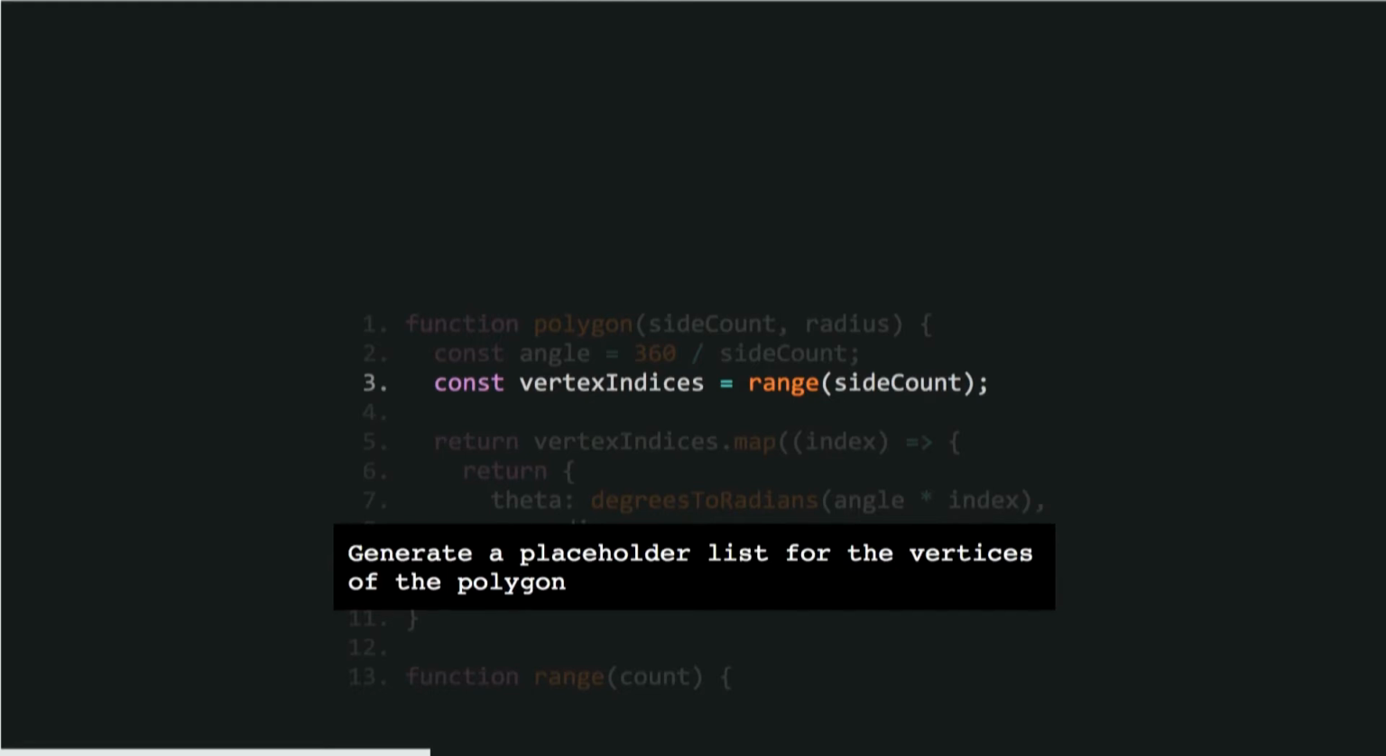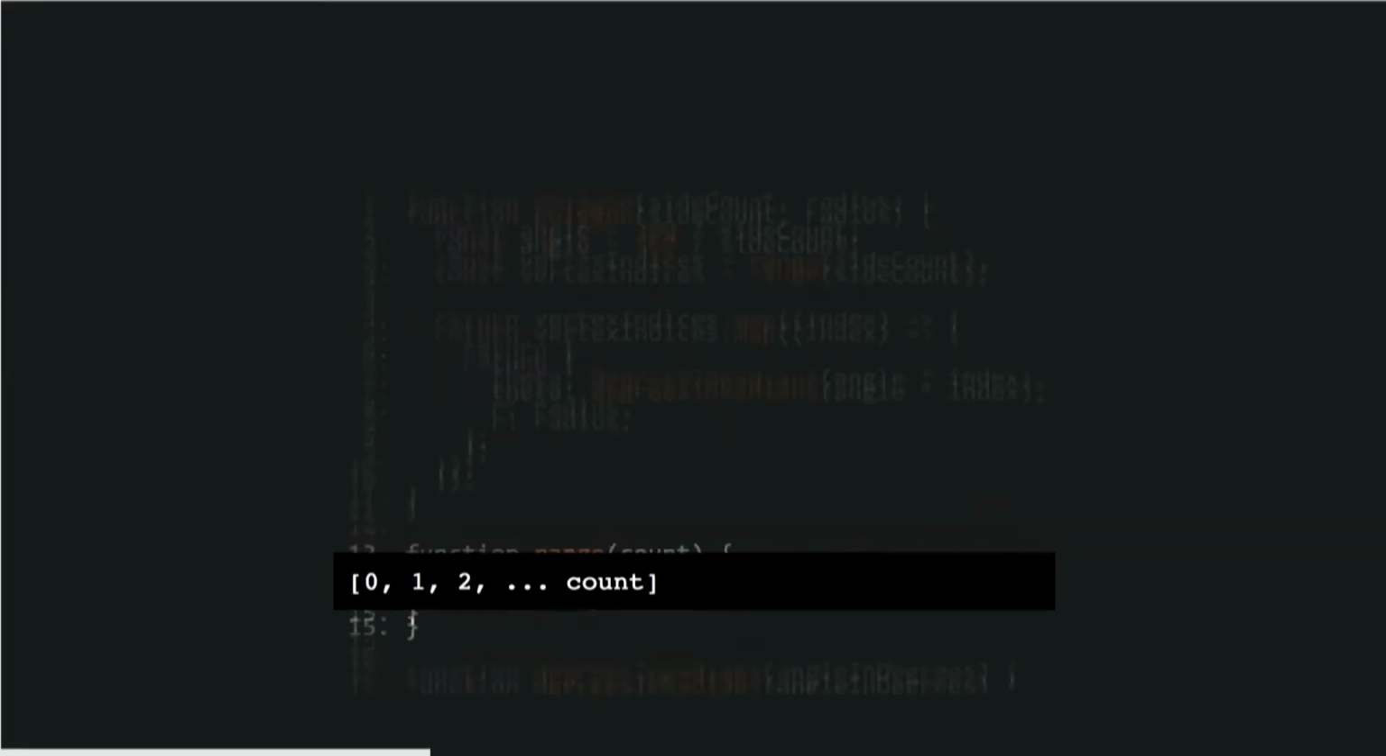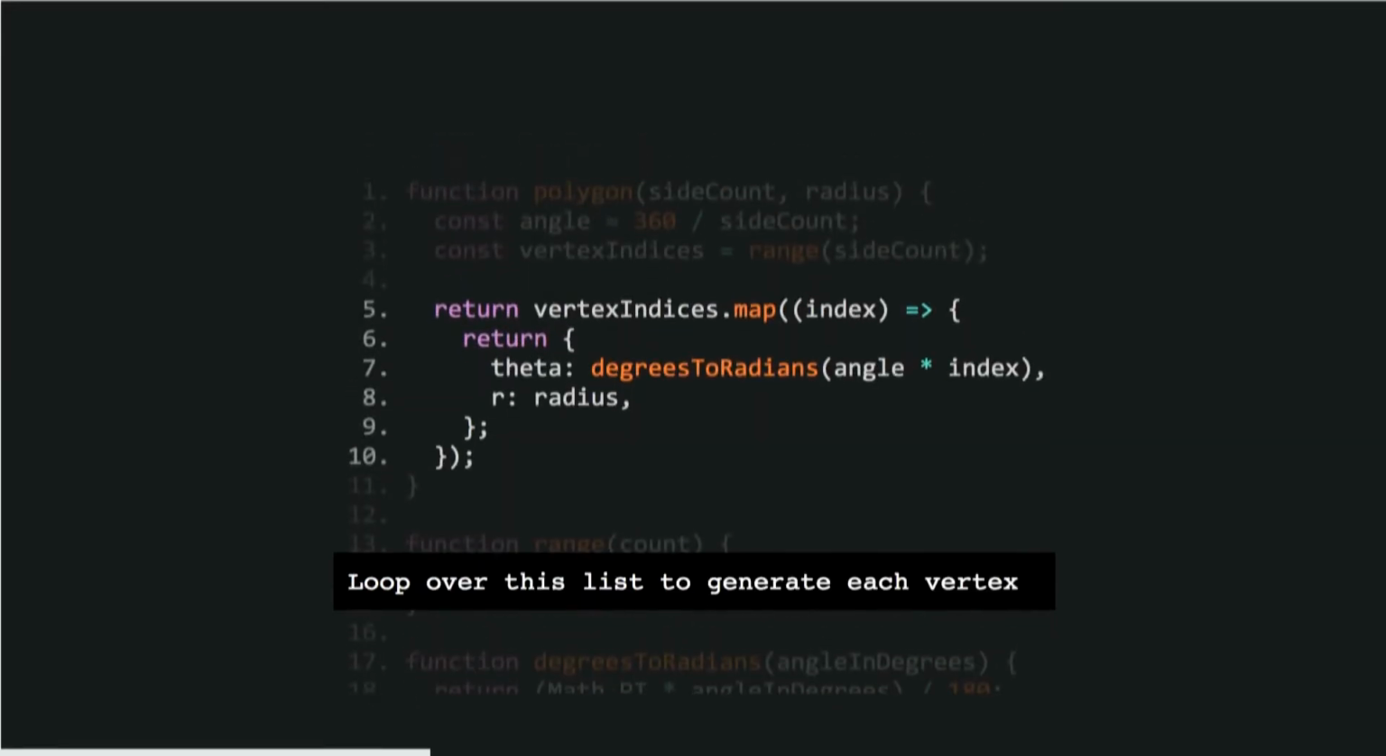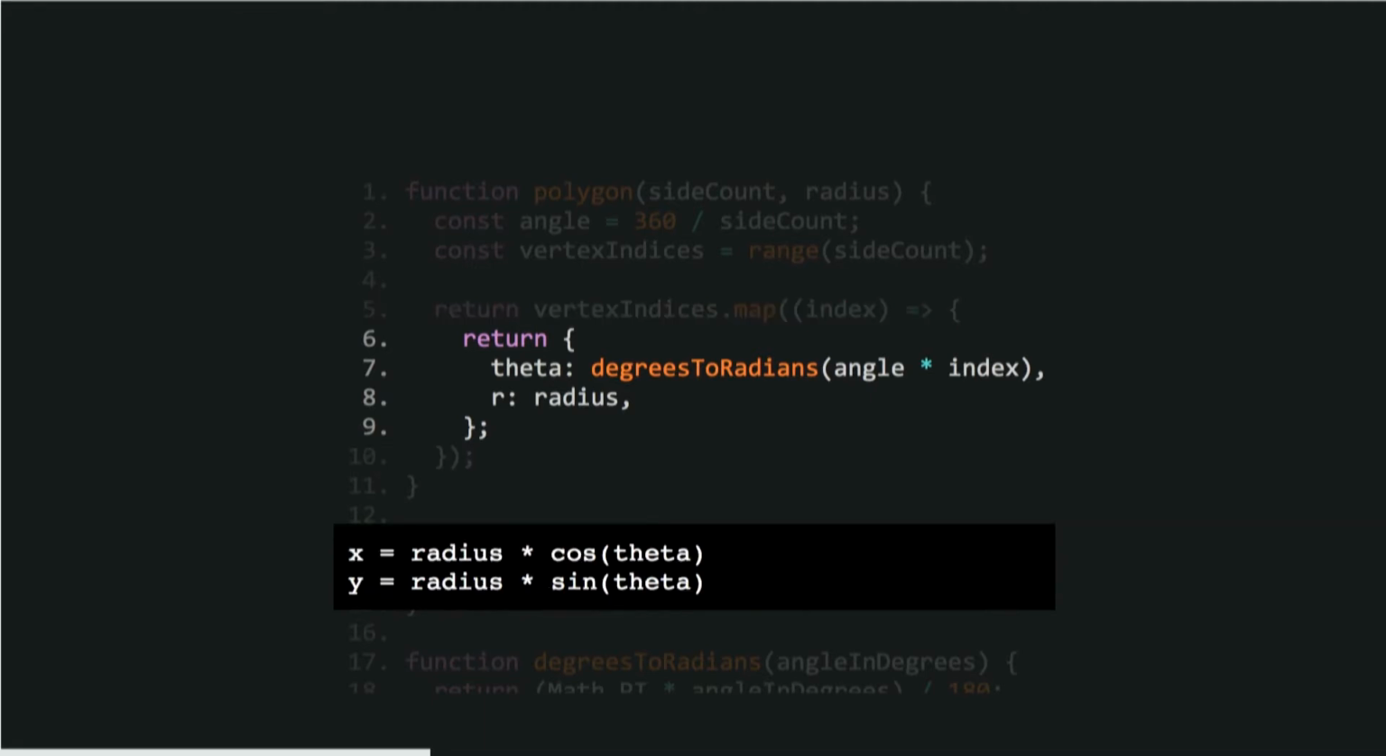Then we create a placeholder list for all the vertices that we need to generate for this shape. And to do that, I have a little one-line JavaScript function here that accepts a count value. And what it does is it generates a list. So if you give it a count of 5, it will generate a list of 0, 1, 2, 3, 4, 5, and return that to you. And then next step, what we do is we iterate over this list, the placeholder list that we generated, and then we go through and generate each vertex one by one.